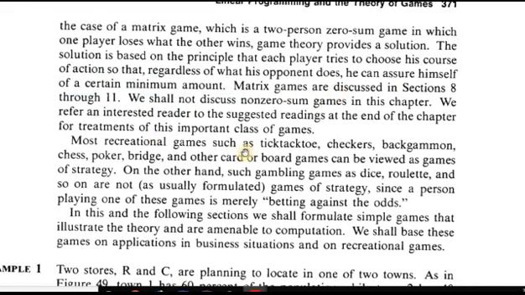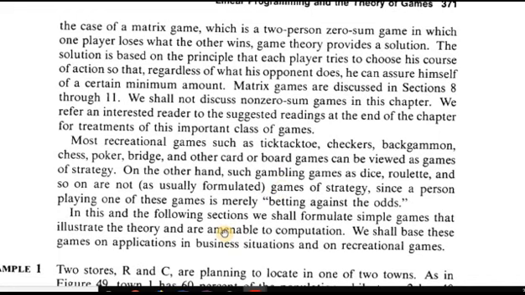Okay, let's go on. So most recreational games such as tic-tac-toe, checkers, backgammon, etc. can be viewed as games of strategy. Gambling games are betting against the odds. So in this and following sections, we shall formulate simple games that illustrate the theory and are amenable to computation. We shall base these games on applications in business situations and on recreational games. In fact, the application of mathematical game theory is very important in economics, and some of the originators of the theory won the Nobel Prize for economics because you can think of business as a game. My company, his company, my competitor, and I'm his competitor. So you want to do whatever you can to maximize your profit. So this is similar to some of the linear programming situations we've talked about before, maximizing profit.